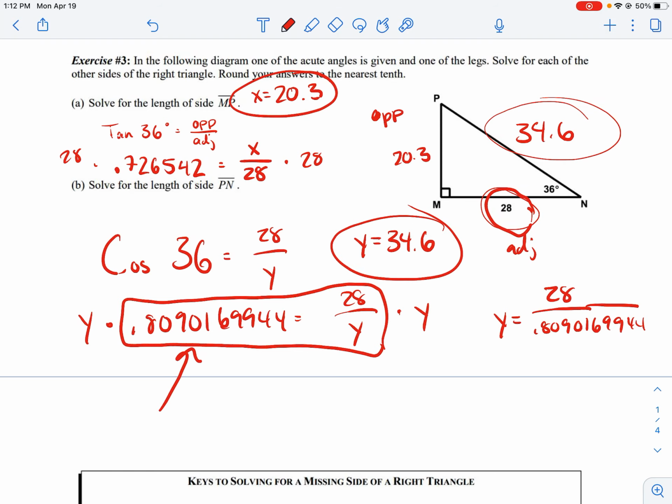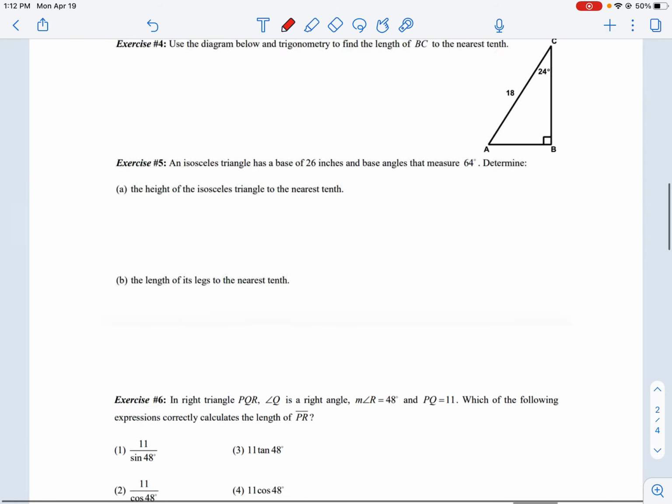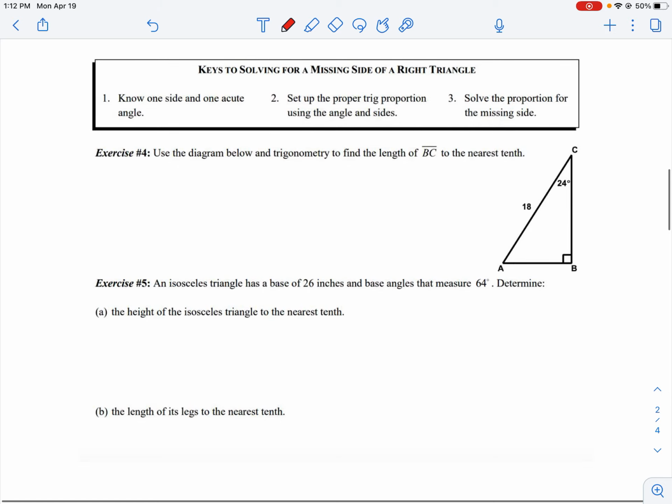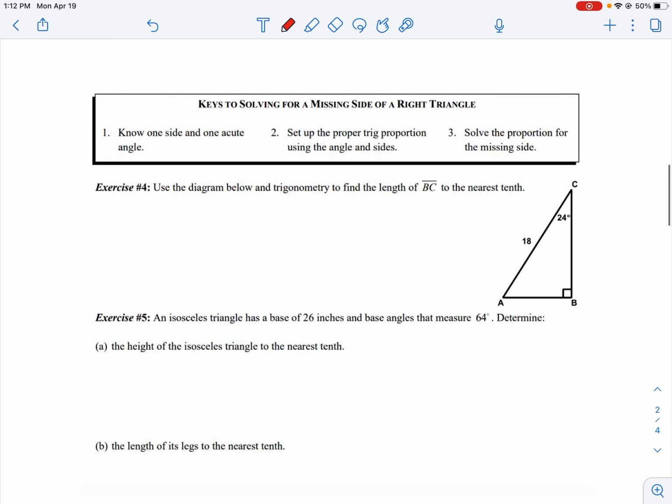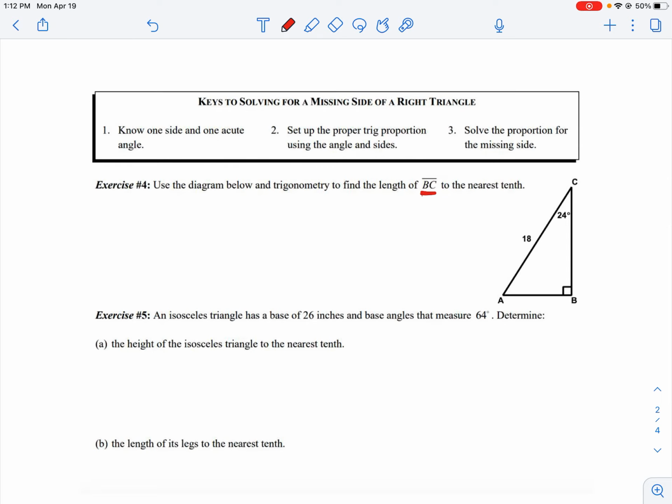Okay? So let's head down to the last bunch of examples here. It says keys to solving for the missing side of a right triangle: we know one side and an acute angle, as you can see down here in example 4. The next step is to set up the proper trig proportion using angles and sides. In number 4, it's asking us to find the length of BC. In reference to 24 degrees, BC is our adjacent side, and 18 is our hypotenuse. So again, which trig ratio involves our adjacent and hypotenuse?